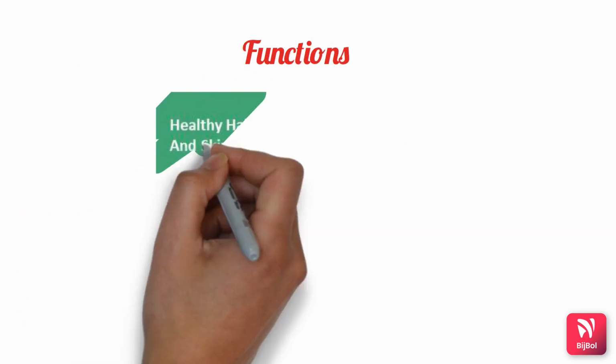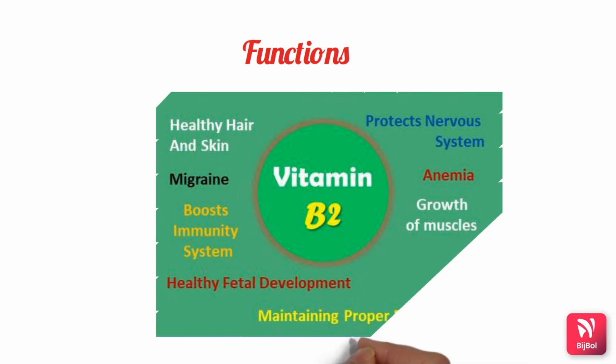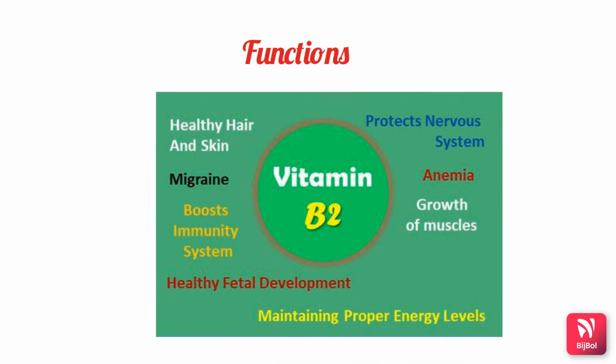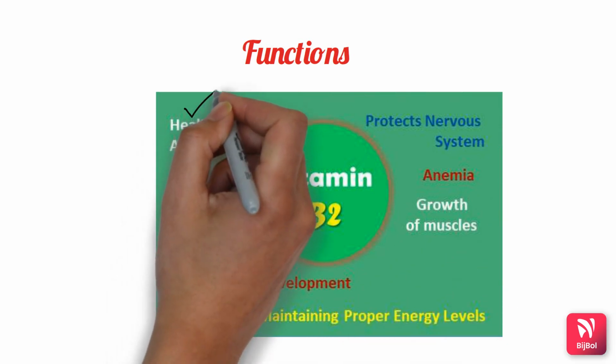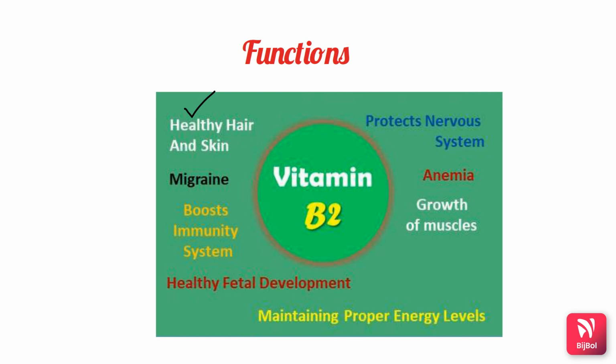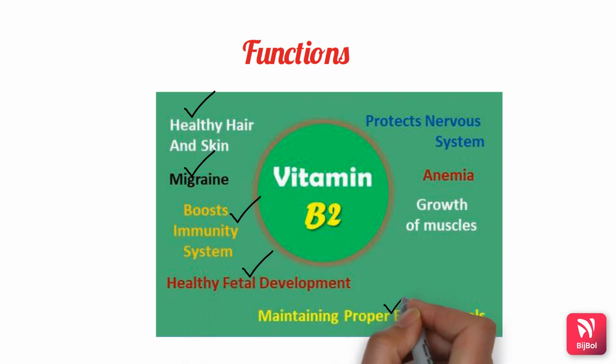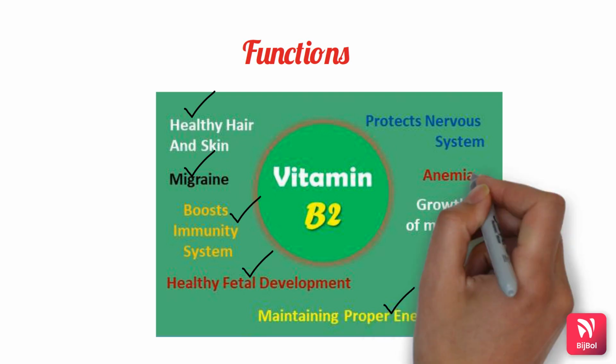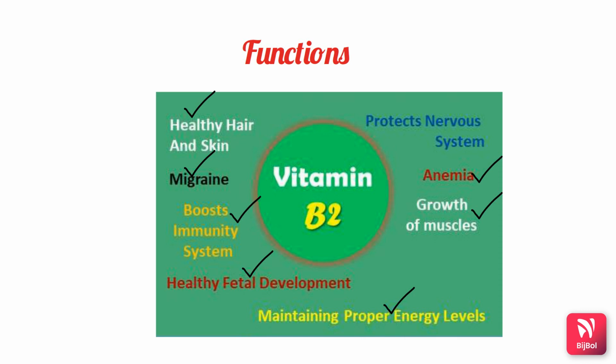Now let us discuss the functions of vitamin B2. Vitamin B2 is involved in maintaining healthy skin and healthy hair. It improves the symptoms of migraine. It boosts the immune system. It is also helpful in healthy fetal development. It also maintains proper energy levels. It is also useful in the growth of muscles. It is also helpful in anemia. Vitamin B2 also protects the nervous system.